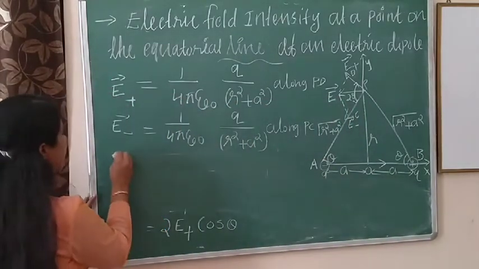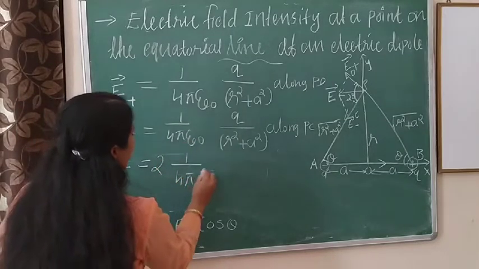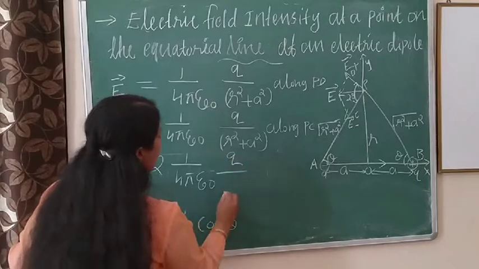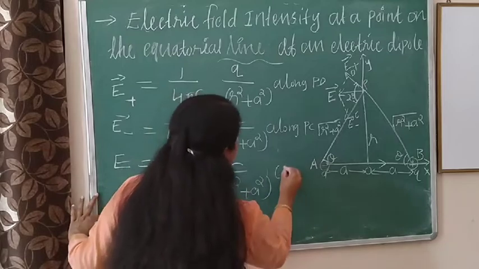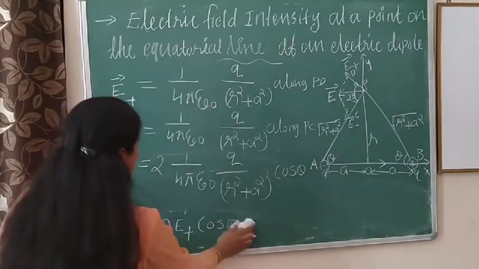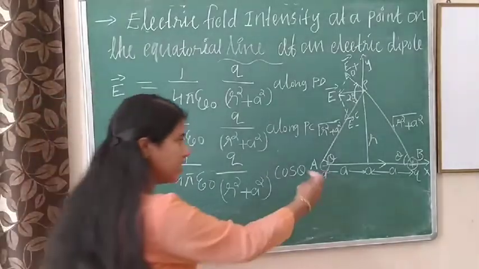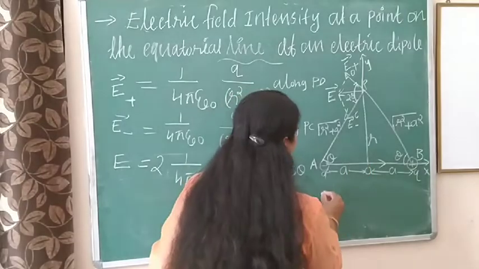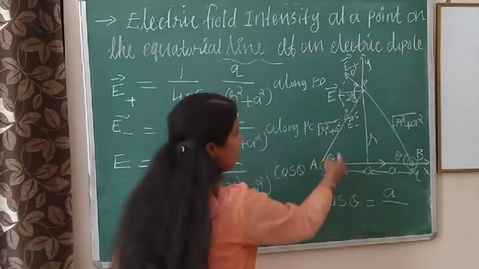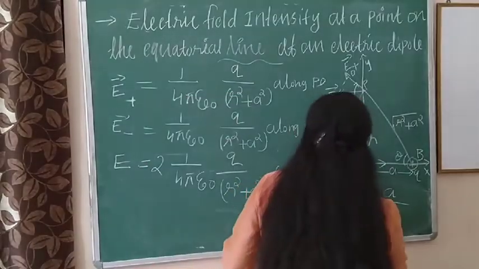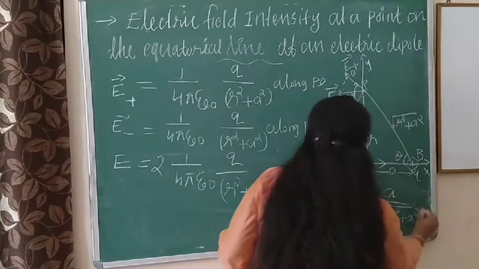Then here, the resultant electric field intensity we can write as 2E+, where E+ means 1 by 4π epsilon naught Q divided by (R² + A²), then cos θ. Next step, we have to calculate cos θ from this diagram. Cos θ is equal to adjacent divided by hypotenuse. That means A divided by root of R² + A².